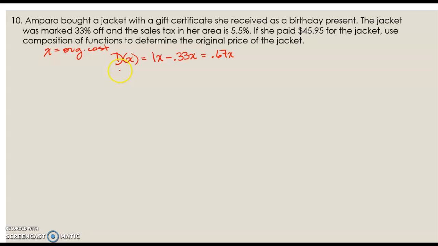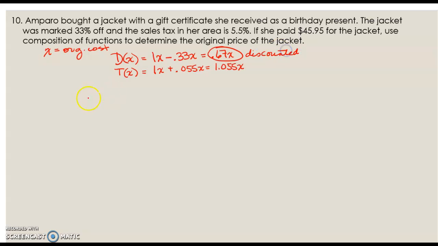Now, your tax in this area is going to be one item, original cost, whatever it was, plus 0.055x, which equals 1.055x. So if we want to do these things together, your tax is no longer going to be on the original price. It's going to be on the discounted price.